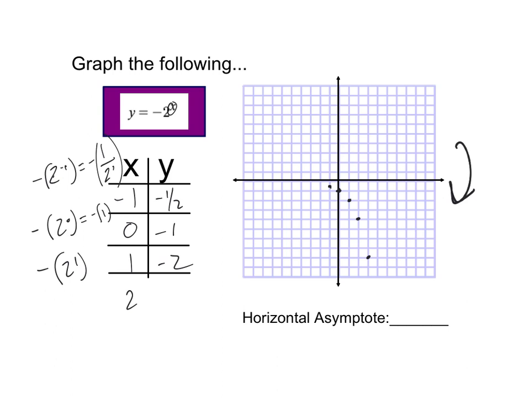So here's our graph. Again, there is no vertical translation here, so this is still y equals 0 for the asymptote.